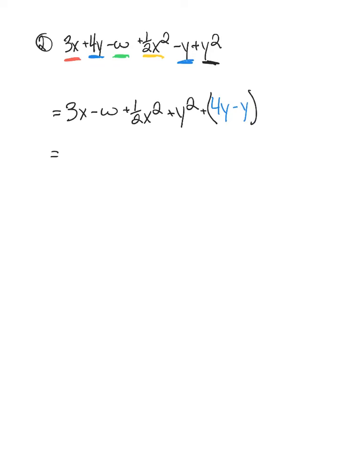And it's usually best to put your exponents into descending order, meaning 1/2 x squared will come before 3x, and y squared would come before 3y, because 4 minus 1 equals 3. And we finish off with our y.